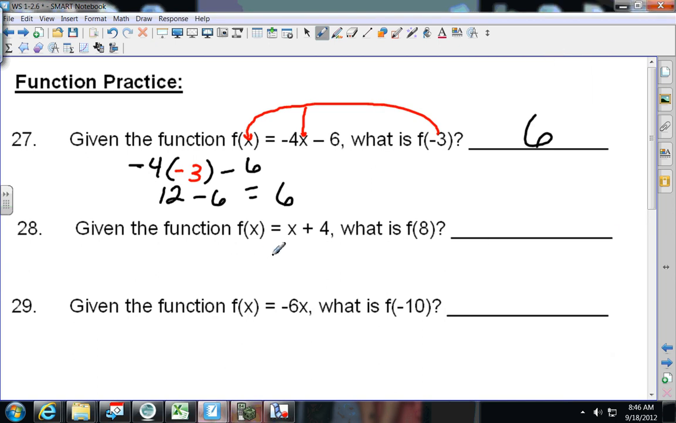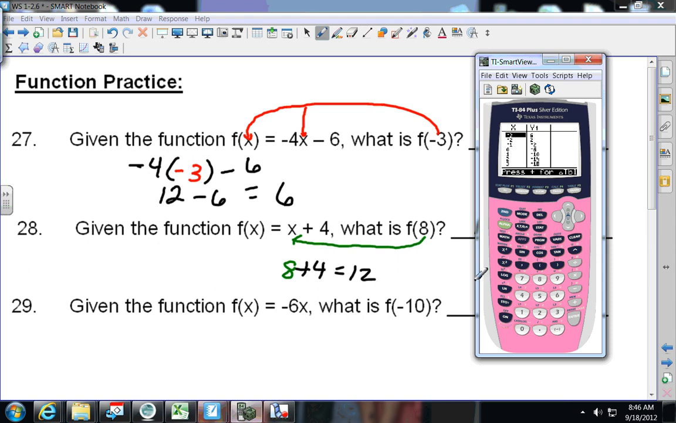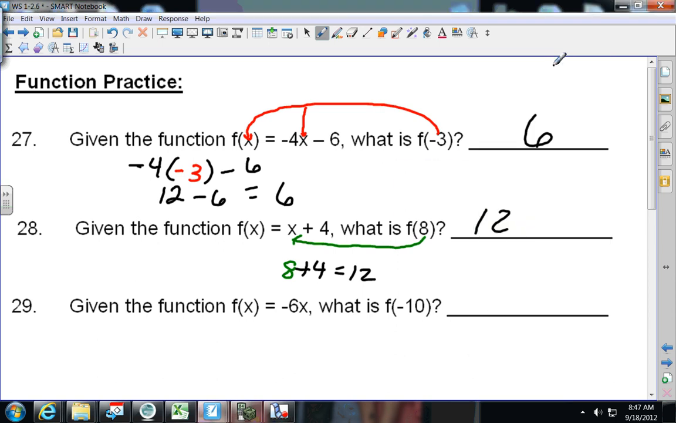So given the function here, you're going to put 8 in there for x. So you have 8 plus 4, which is 12. Again, to go in the calculator, go to y equals, put in there x plus 4, second graph, go to where x is 8, and the y number is 12. Next one, take negative 10 and put it in there for x. So I get negative 6 times negative 10, which gives me 60.